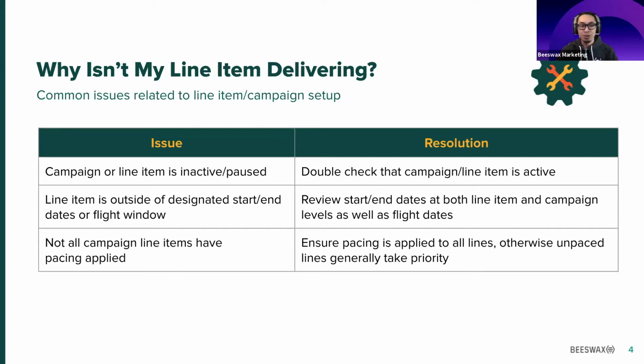And you'll notice it says right here, double check these at both the line item and campaign levels, because even if the end date for the line item has not been reached yet, if the campaign's end date has been hit, it'll treat all the line items underneath it as though they should have ended.